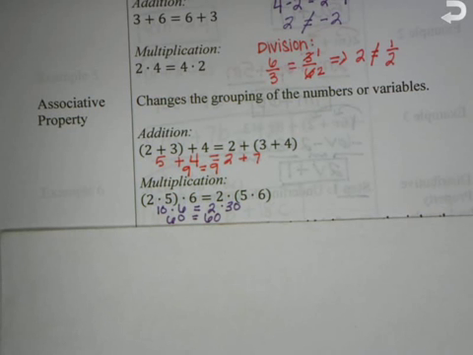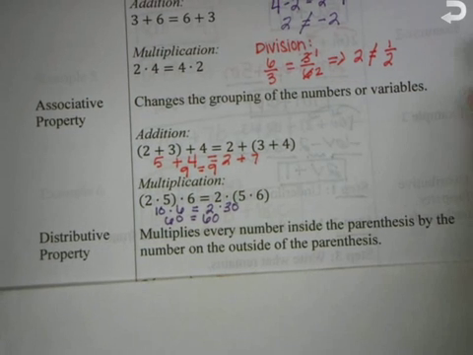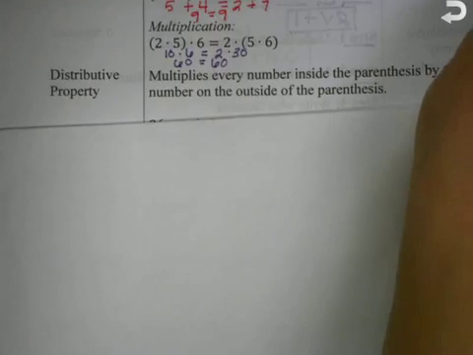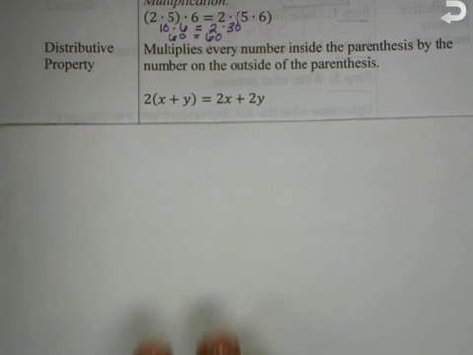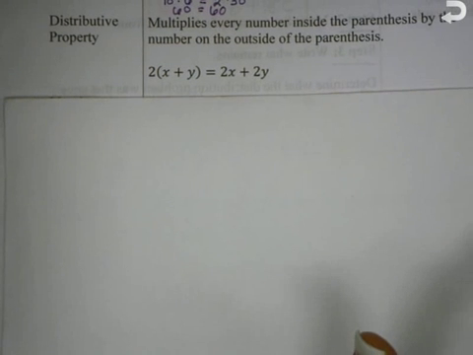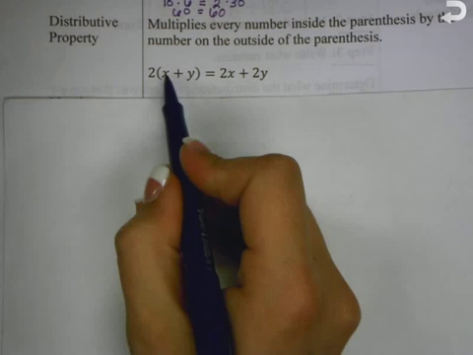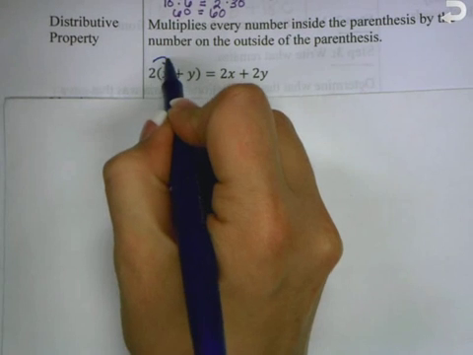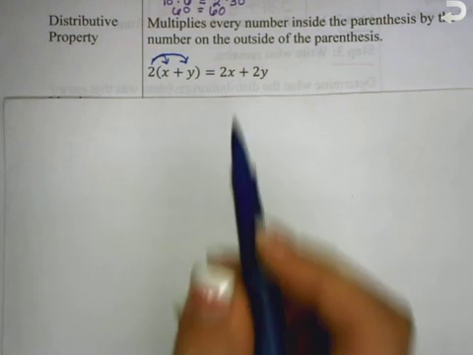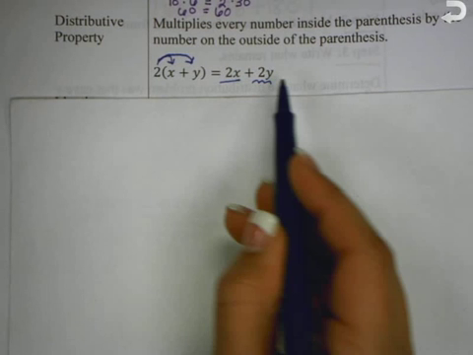Okay, next we have the new property we just learned, the distributive property. Remember, the distributive property says that we can multiply every number inside the parentheses by the number on the outside of the parentheses. So in our example, we should know this, right? 2 times x plus y, we distribute the 2 into the parentheses. 2 times x gives me 2x, and 2 times y, 2y. Okay, we already know that one. We learned it on Monday.